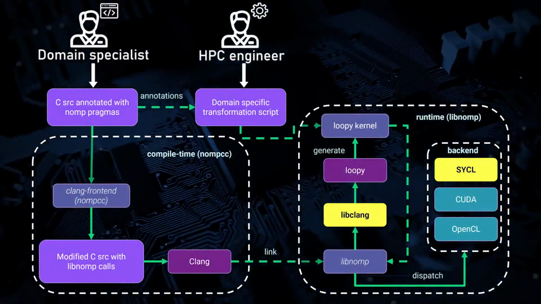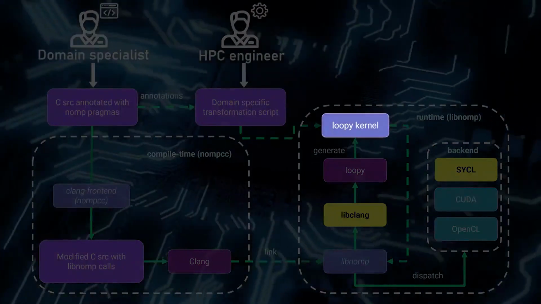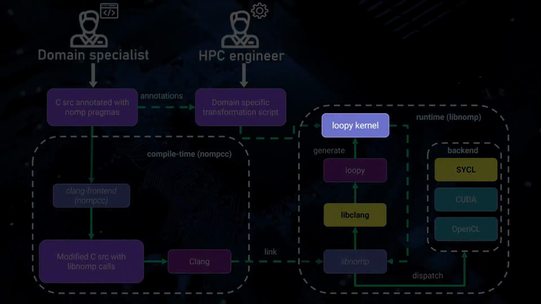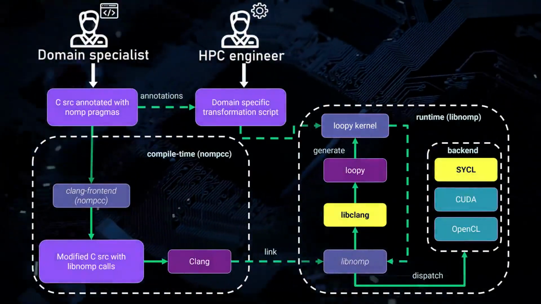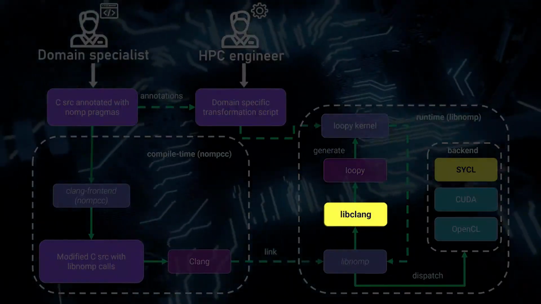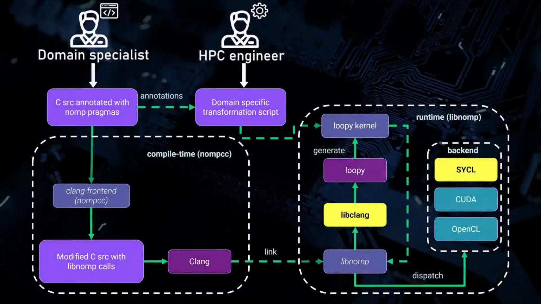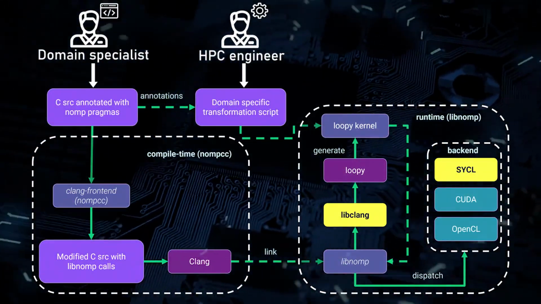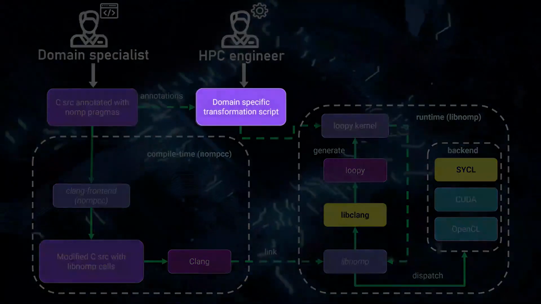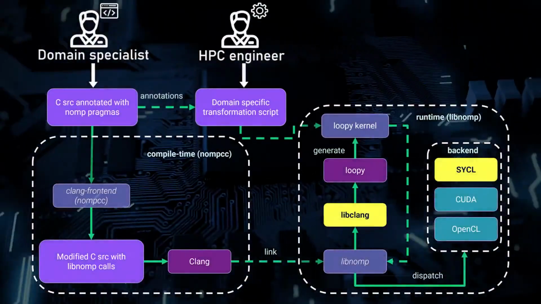In order to generate device code, first we have to create a loopy kernel. A loopy kernel is an object that has details of the user-given C kernel. NOMP uses libclang to parse the C source in order to create a loopy kernel. After creating the loopy kernel, NOMP does kernel transformations using the transformations specified in the transformations script.